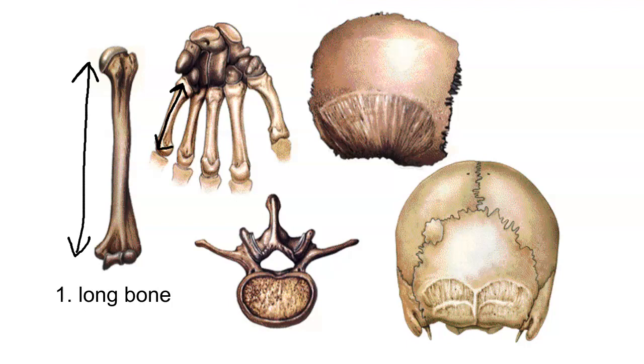There are short bones, and short bones are not short, long bones. They're kind of round, or they're described as cube-shaped bones. The carpals are examples of a short bone.